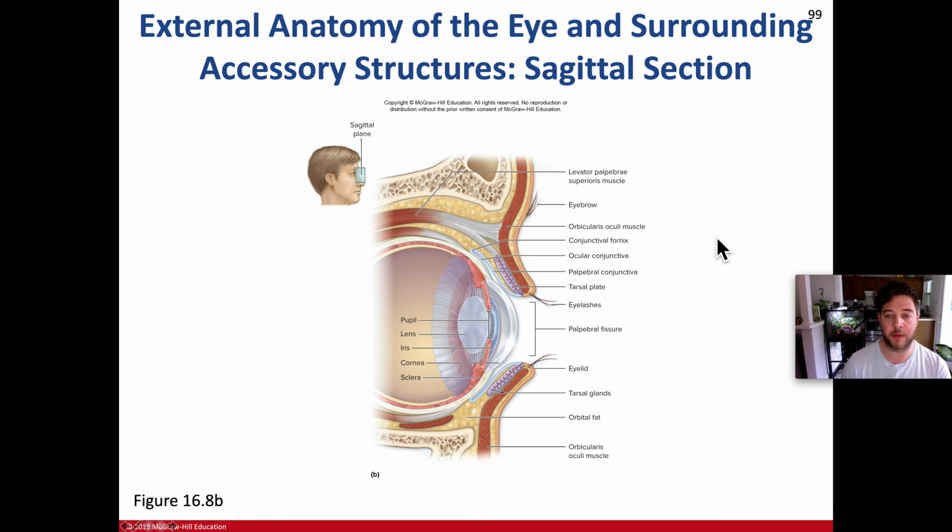All right, this is just kind of more external anatomy of the eye structures. This palpebral fissure, which is between the eyelids, you have your lens. You have your lens here. You have your pupil right in here. Your iris is going to be this colored portion around it on this side. Your cornea covering all of it.